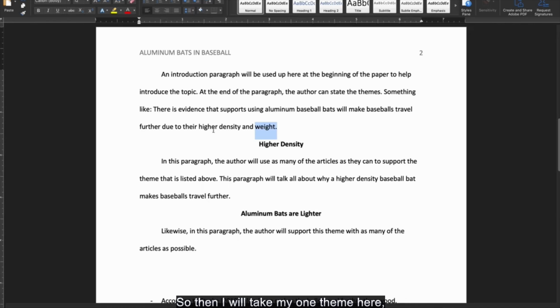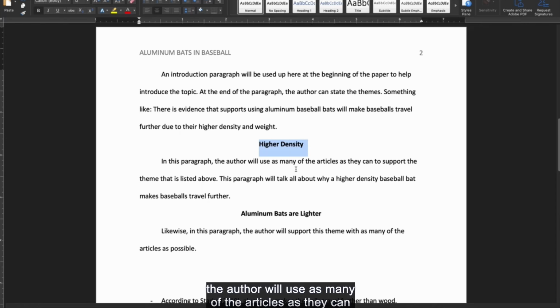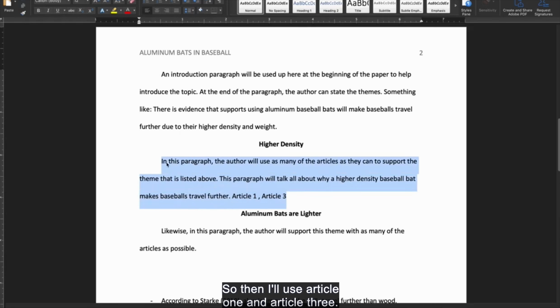Then I will take my one theme here, and I'll use a level 1 heading, which is bold and centered. So, higher density. In this paragraph, the author will use as many of the articles as they can to support this theme. The paragraph will talk all about why a higher density baseball bat makes baseballs travel further. Let's pretend I have article 1, 2, and 3. Maybe article 1 talks about higher density, and maybe article 3 talks about higher density. So then I will use article 1 and article 3. I will use citations in this paragraph that will support this higher density theme.